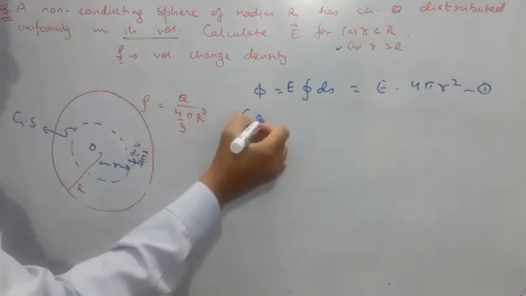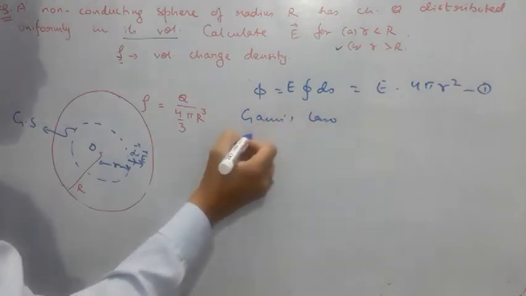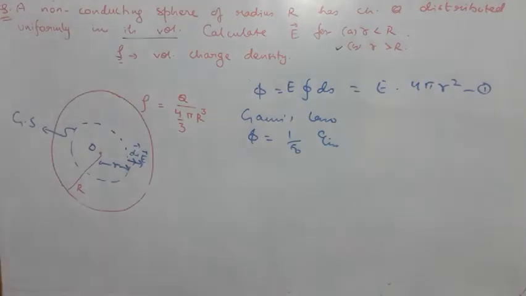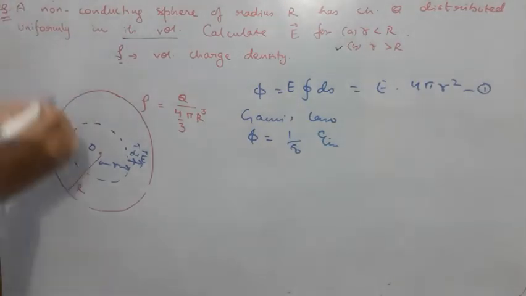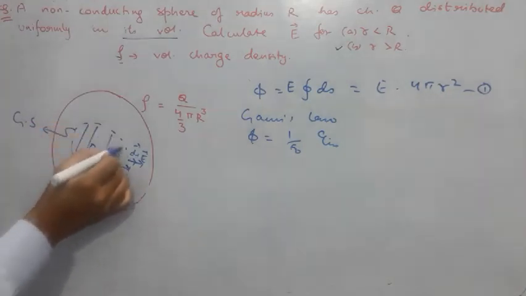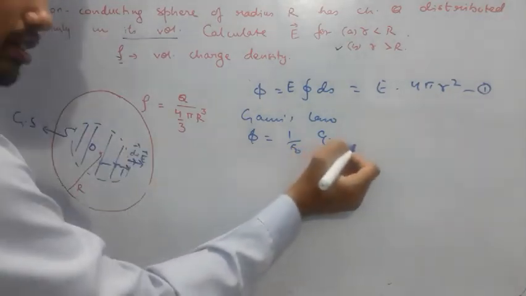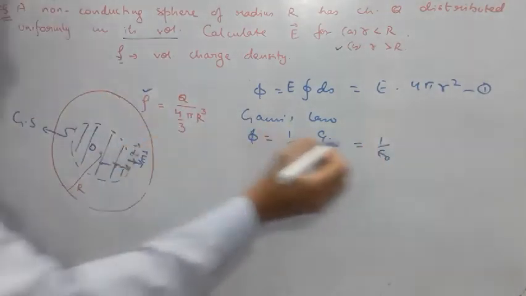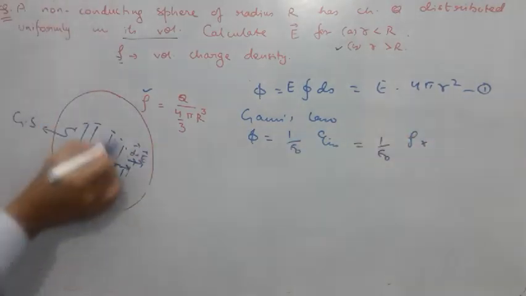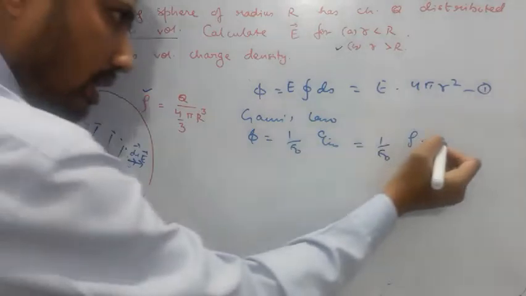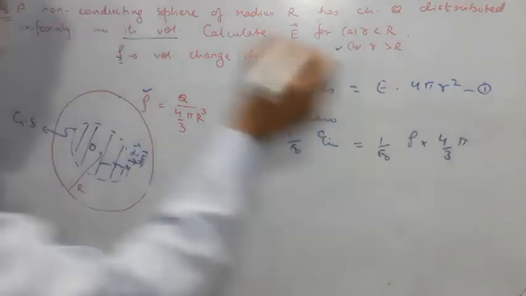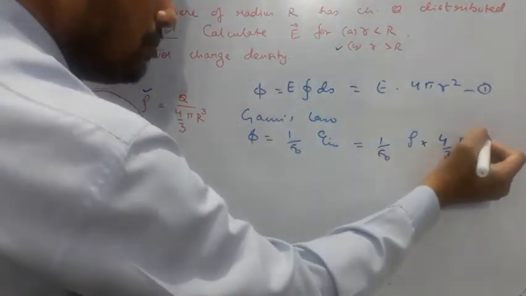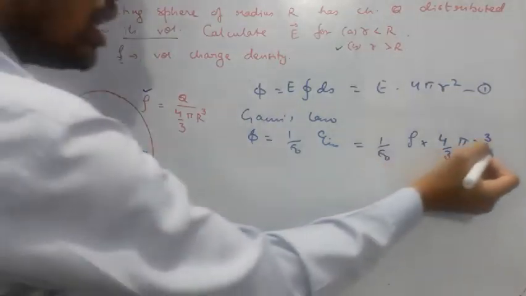Now from Gauss law, phi is how much? That is 1 by epsilon naught times Q in. Now how do we write Q in? Q in is the charge inside the Gaussian surface. Inside the Gaussian surface means in this region. So the charge inside the Gaussian surface, Q in, will be the volume charge density rho multiplied by the volume of the shaded region. What is that volume? That is 4 by 3 pi times this radius cube. What is the radius of the Gaussian surface? Small r. So it will become small r cube. So this is our equation number 2.